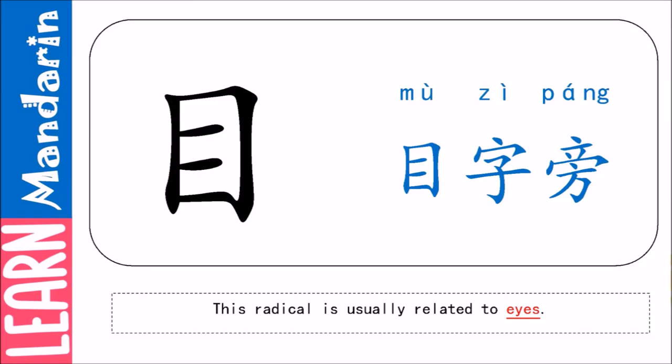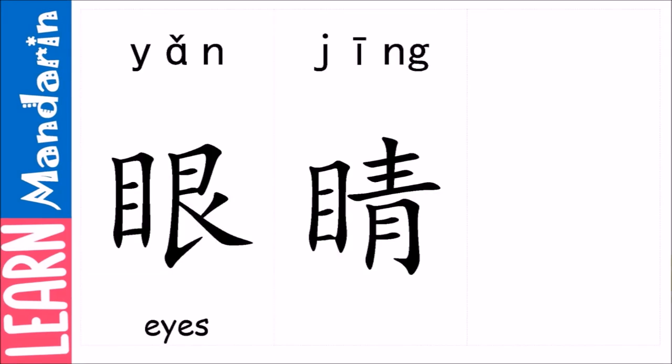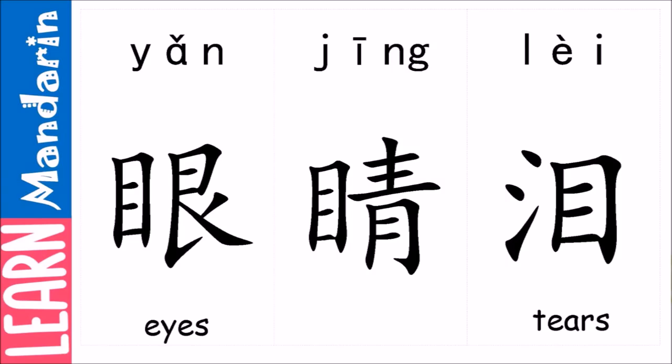木字旁. The Chinese radical 木字旁 is usually related to the usage of eyes. Examples of words that have 木字旁 are 眼睛, which means eyes, and 泪, which means tears.